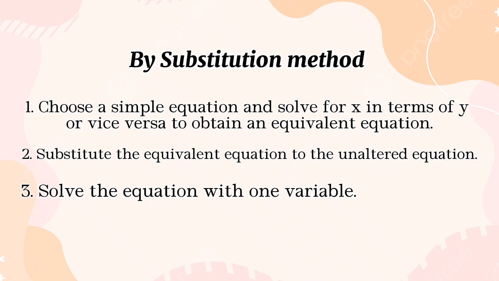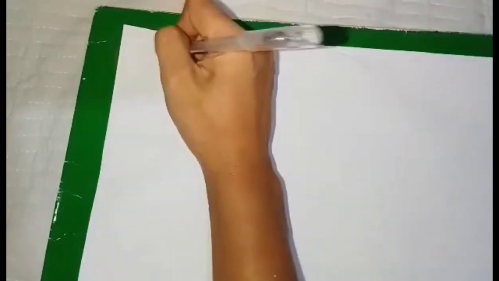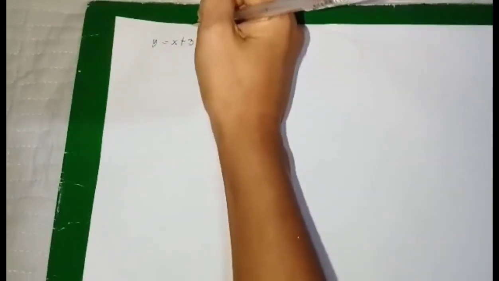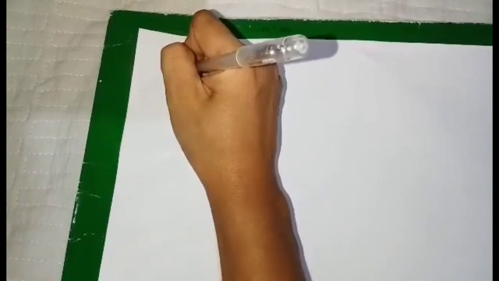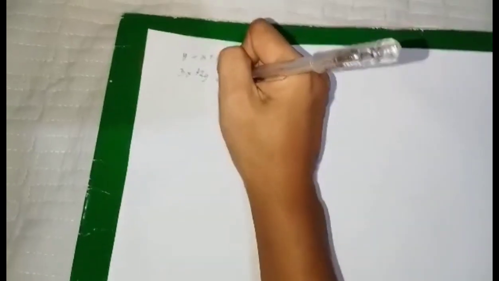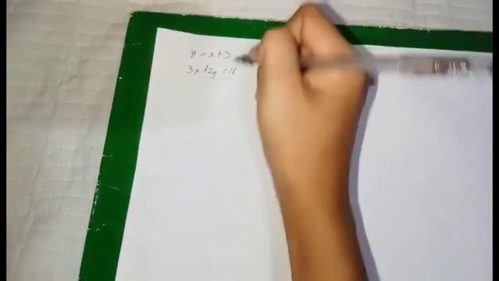1. Choose a simple equation and solve for x in terms of y or vice versa to obtain an equivalent equation. Number 2. Substitute the equivalent equation to the unaltered equation. Number 3. Solve the equation with one variable. For example, y is equal to x plus 3, then 3x plus 2y is equal to 15.